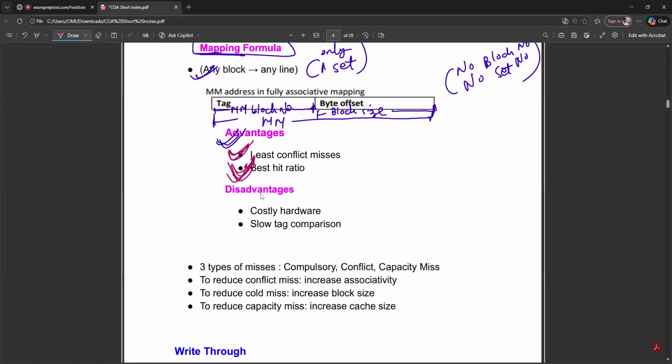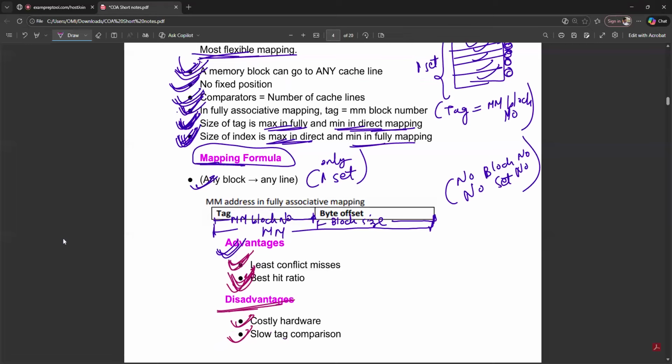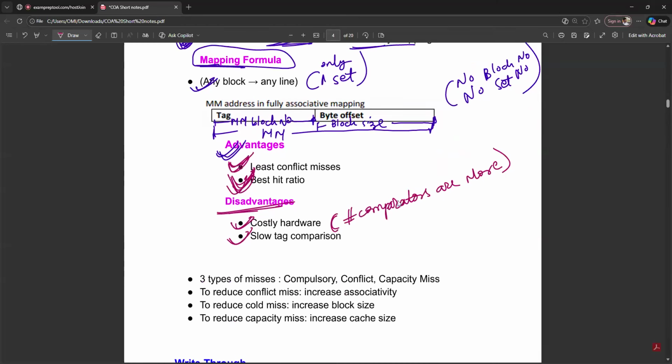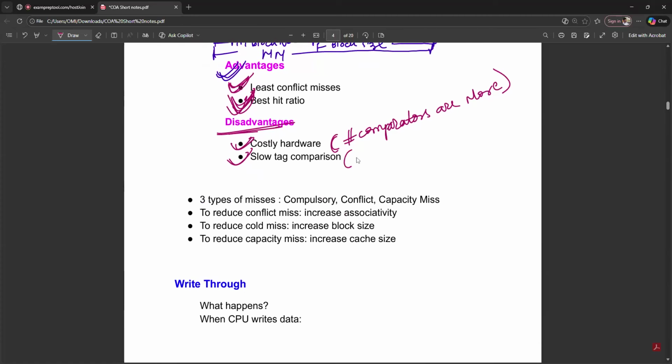What is the disadvantage? Costly hardware and slow tag comparison. It is costly hardware because the total number of comparators is more. And slow tag comparison, because this tag comparison requires time. It takes time.